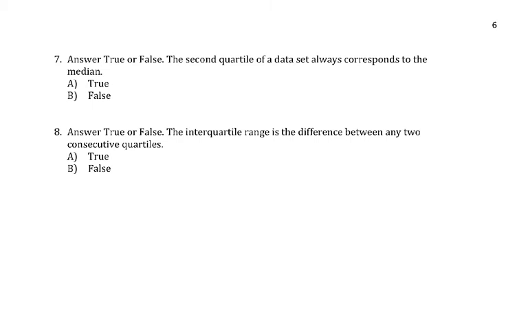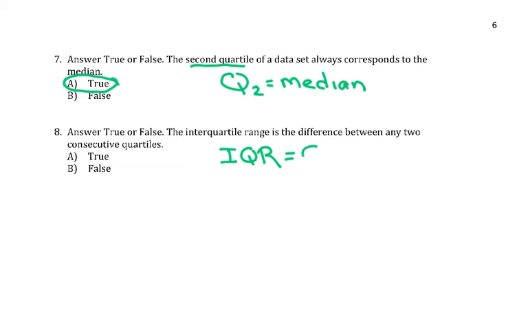Okay, this is just true or false. The second quartile, Q2, equals the median. This is true. Let's see what number 8 says. The IQR is the difference between any two consecutive quartiles. No, that's Q3 minus Q1. So that is false.